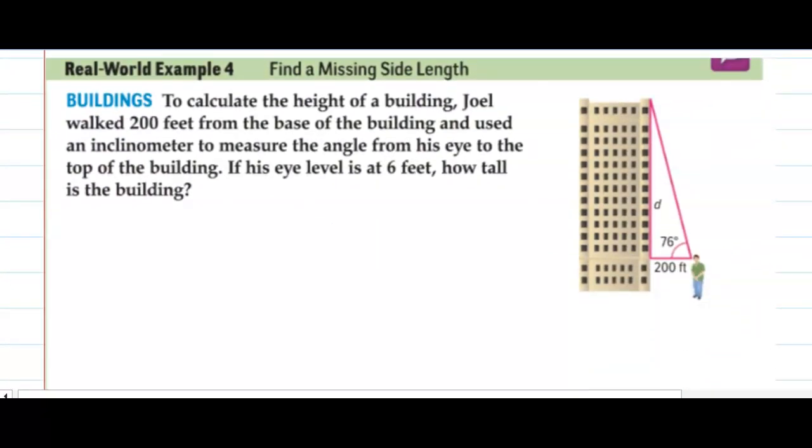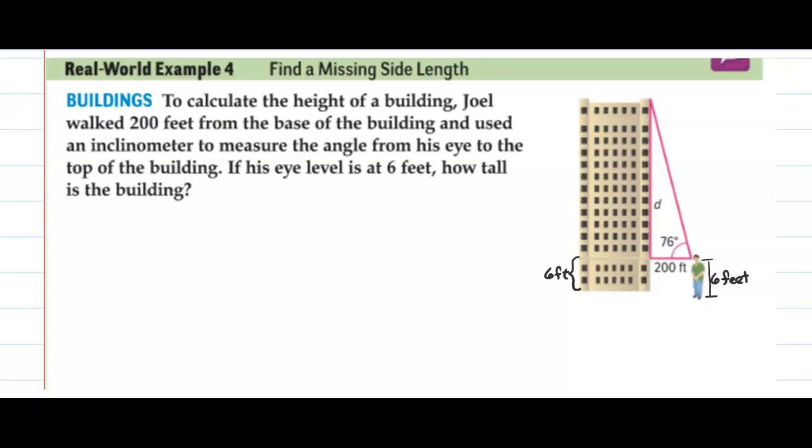Let's do a real world problem so you can kind of get an idea of why we're using indirect measurement. Here we have Joel standing 200 feet away from a very tall building. We know that from his eye level to the ground, it's 6 feet. So from about here to here on the building is 6 feet. That means Joel is probably about 6'3", 6'4", something like that. But from his eyes to the ground, it's about 6 feet.